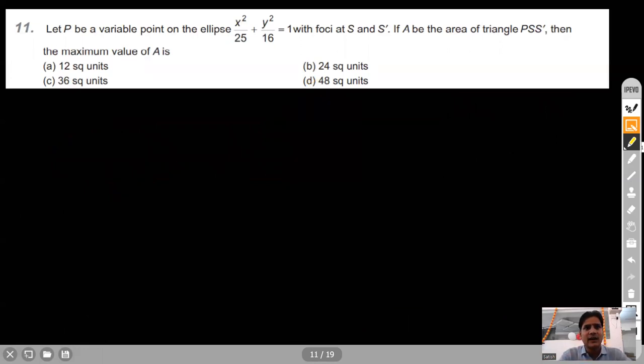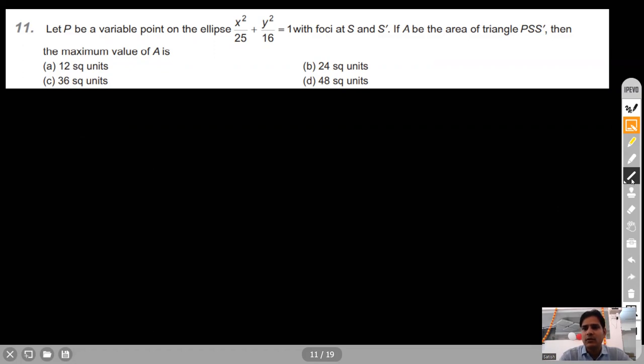So yeah, now let's check this question. Let P be a variable point on this ellipse. It will be a horizontal ellipse because A is greater than B here, with foci S and S dash. If A be the area of triangle PSS dash, then find the maximum value of A.